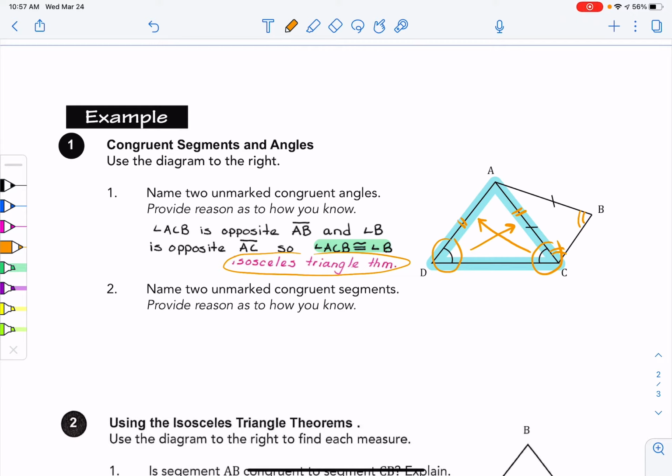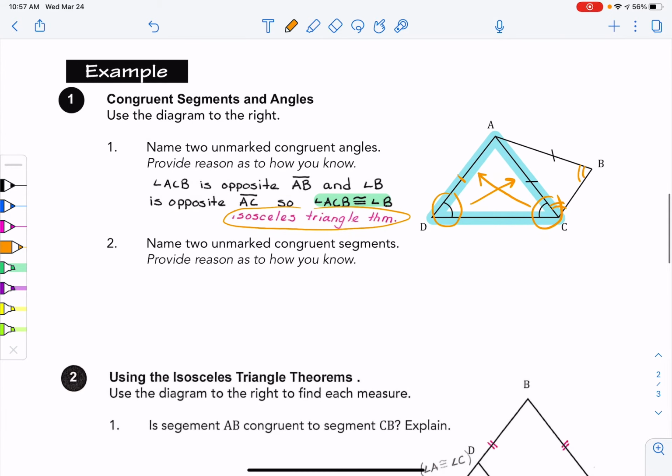But notice that I already have a tick mark here because it's congruent to this one. So we actually have all congruent sides, or all congruent legs on these triangles. Either way, that point doesn't really matter. What matters is that you know segment AD is congruent to AC, and it's because of the converse of the isosceles triangle theorem.